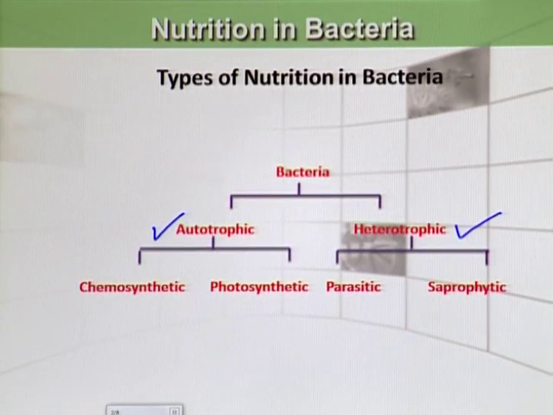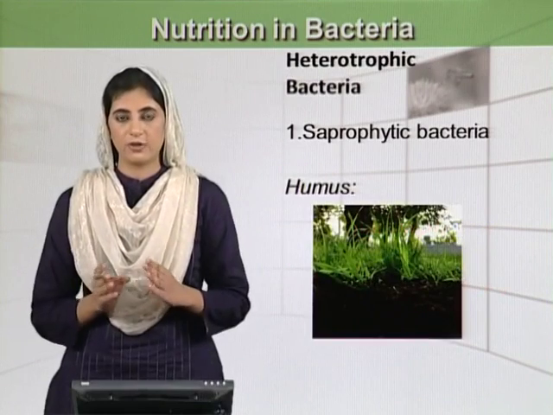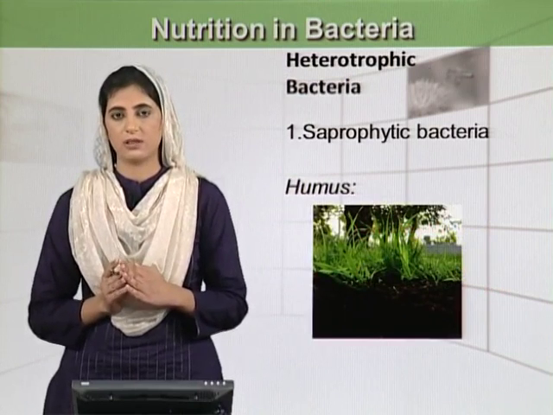They may obtain their food from other organisms and thereby are called heterotrophs, or they can prepare their own food and thereby are called autotrophs. Autotrophs in turn can be divided into chemosynthetic bacteria or photosynthetic bacteria, and heterotrophic forms can be divided into parasitic forms or saprophytic forms. So heterotrophic bacteria are divided into saprophytic forms or parasitic forms.